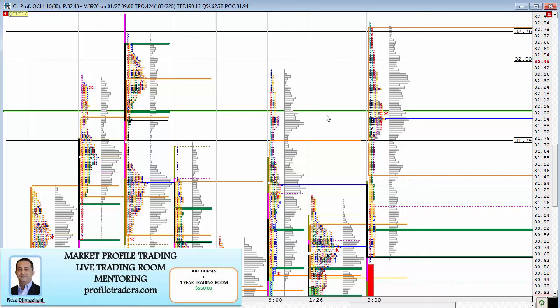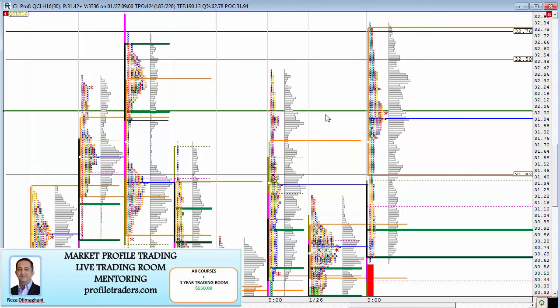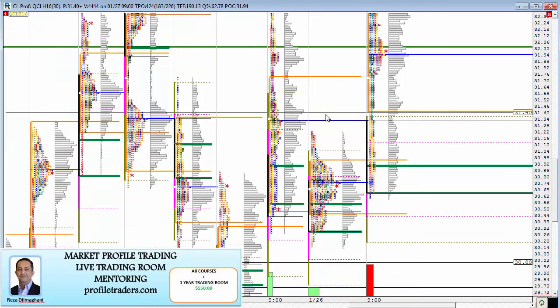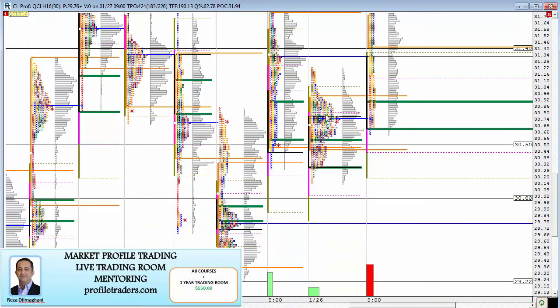But in order to see a breakdown, I will need to see price come and reject below 31.40. If we can break below 31.40, then I'm very confident that we are gonna come down for a test of 30.50. Once 30.50 breaks, then the next level is $30 with a POC at 29.78 and then 29.22 next level down.